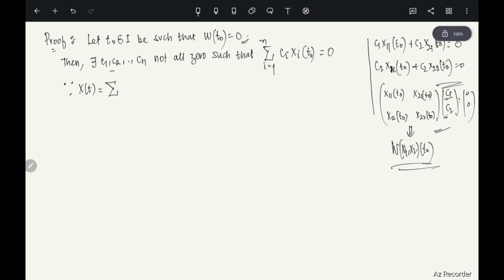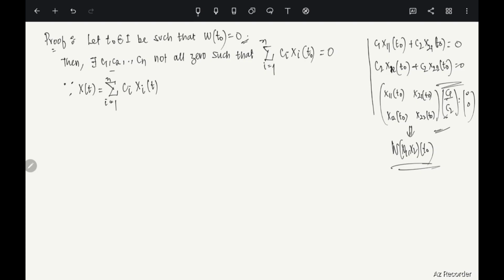Now you have this set of C1, C2, Cn such that at least one is non-zero. I will use this set of Ci's and create a new function x(t) based on C1, C2, Cn. So basically it is the summation of Ci xi(t). I will define it like this. Is this clear? This is not any Ci. Please understand, for that t naught I get a set C1, C2, Cn such that at least one of them is non-zero. I will take that set and define a new x(t) using that.